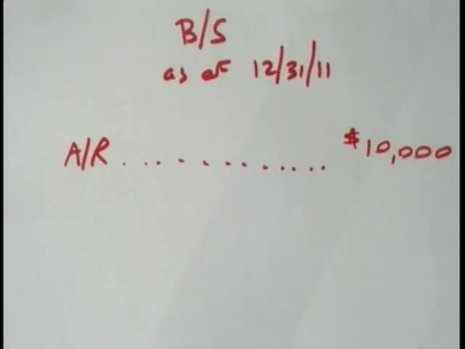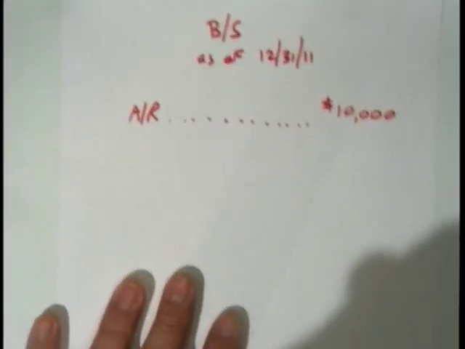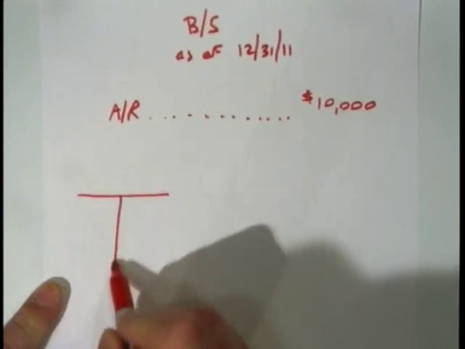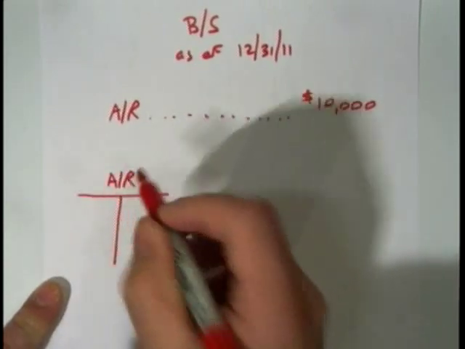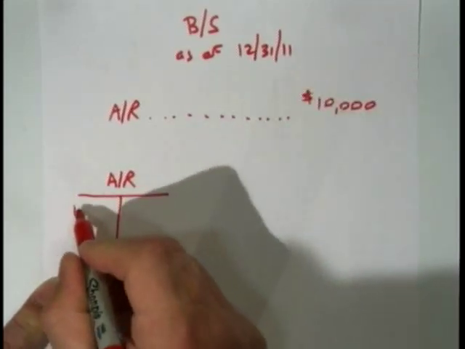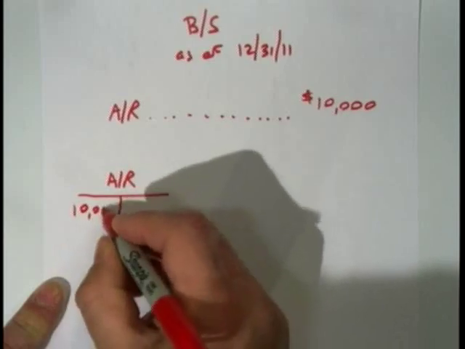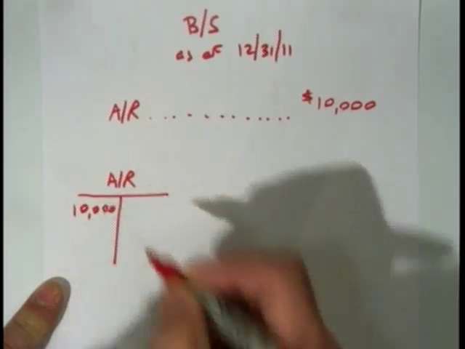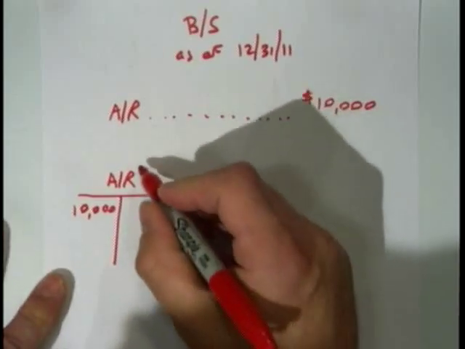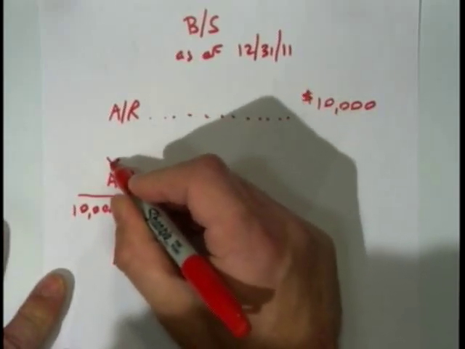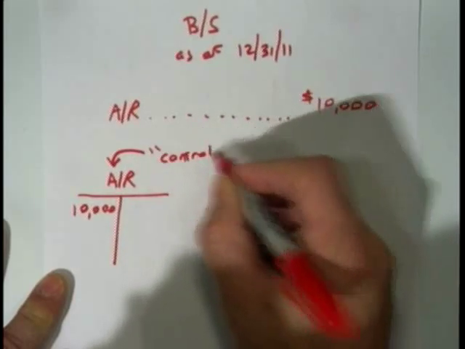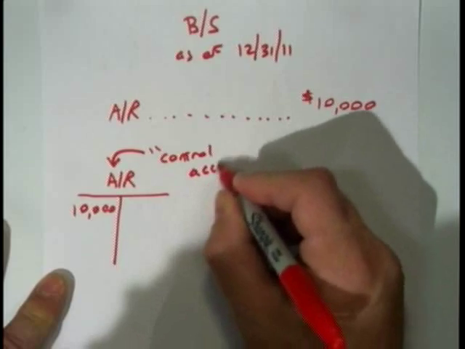Well, what that means is we have a T account, accounts receivable, and the balance as of 12/31 is $10,000, right? Now, what we call this, though, we call this the control account.